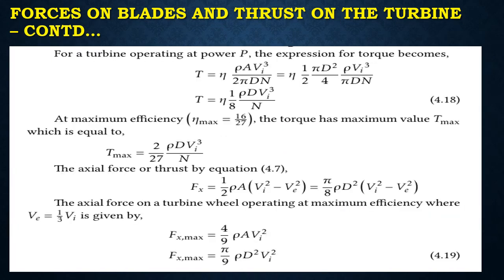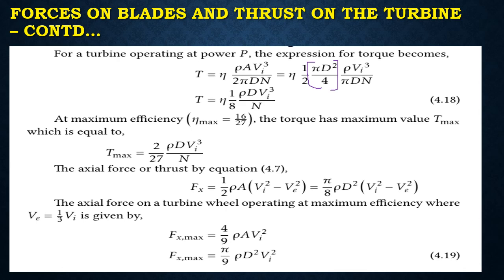Now what is torque? Torque is eta into rho A V cube divided by 2 pi d n, which is equal to eta into half into pi d square by 4, which is nothing but the area of the rotor, into rho A vi cube divided by pi d n. Now this is the expression for the torque, for the operating power P. So T is again simplified as eta into 1 by 4 rho d vi cube by n.